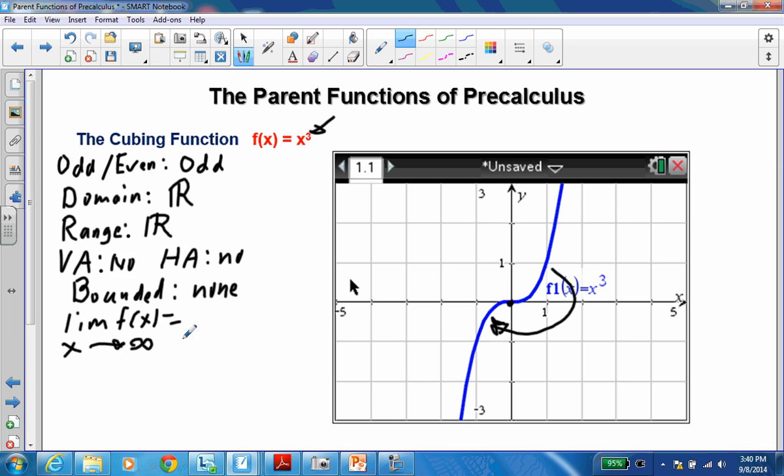Okay, the limit as x approaches infinity of f of x is infinity. Limit as x approaches negative infinity of f of x is negative infinity. All right? Of what? This is end behavior. This is where the function starts from. This is where the function ends up as you go to the right.